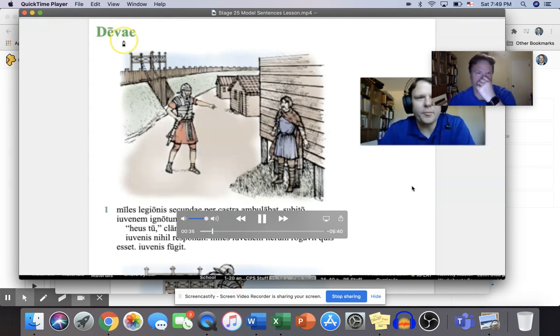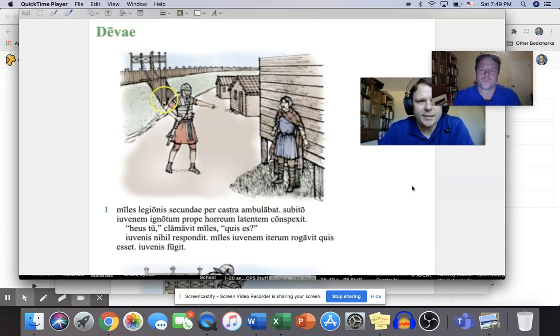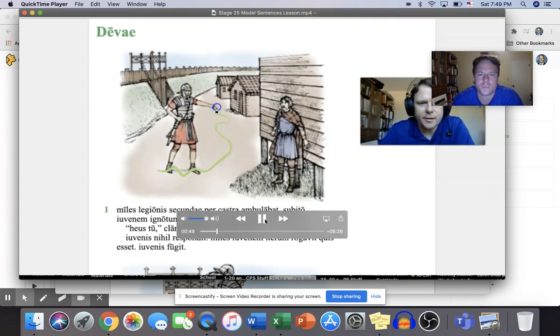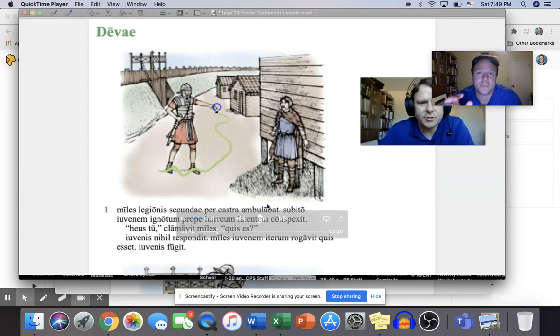Right, Diva, members who at Diva, and we have the military encampment here, and we got a Miles, and he is a Miles Legionis Secundii, and he ambulabat per castra. So you see, it's exactly the same thing that we just did, but I've got it taped, and I can stop, I can let it play, I can check kids' understanding, I can sort of play the part of my own teaching assistant, which is really nice.